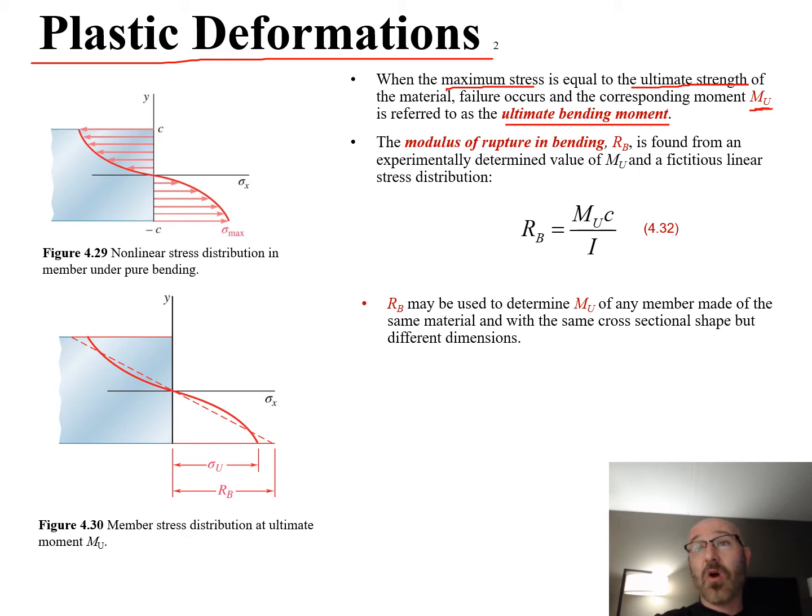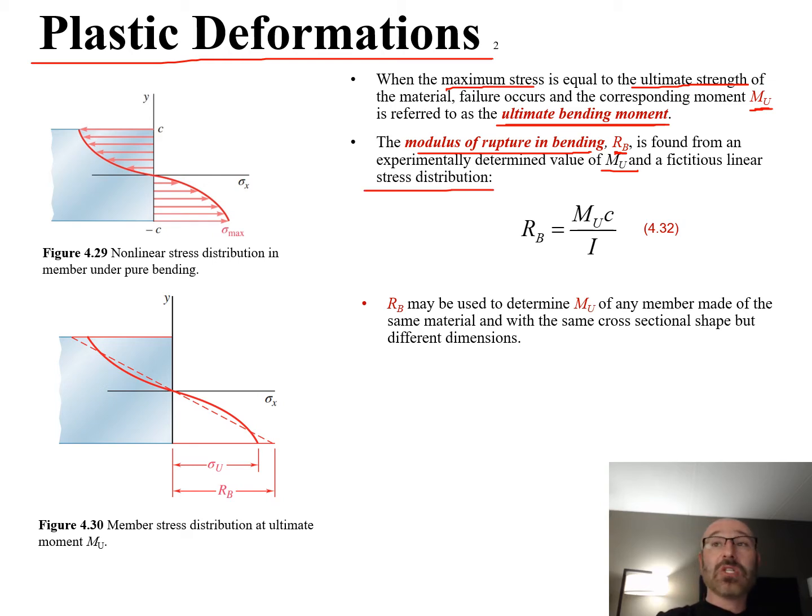M sub u is our ultimate bending moment. Now, the next thing I want to talk about here is our R sub b. R sub b is the modulus of rupture in bending, and this is found from an experimentally determined value of M sub u, our ultimate bending moment, and a fictitious linear stress distribution.